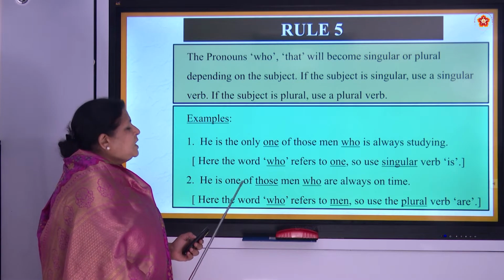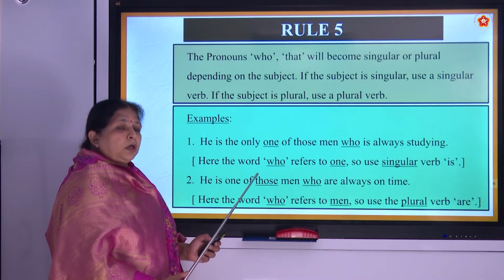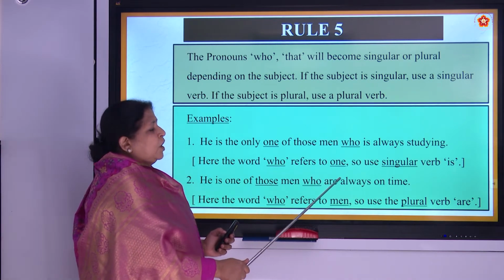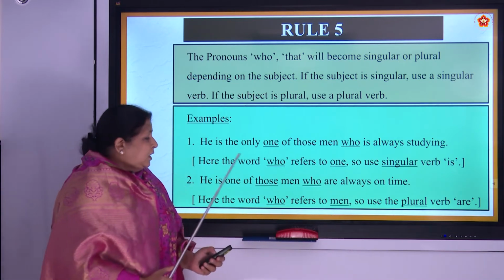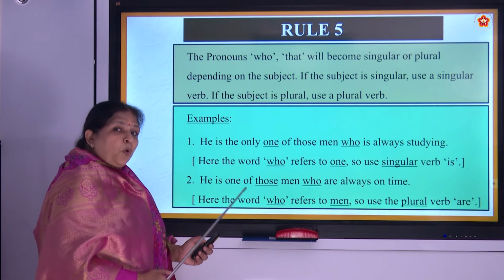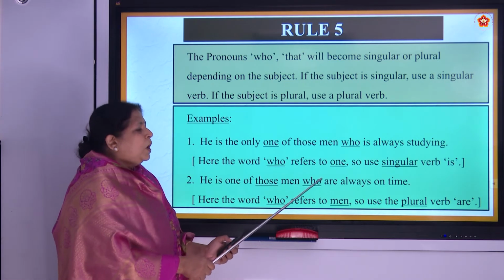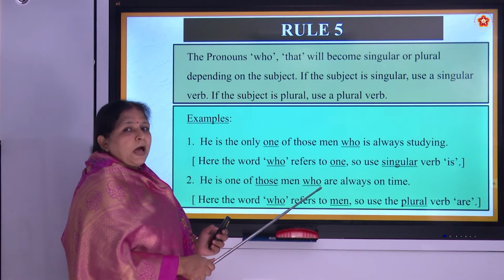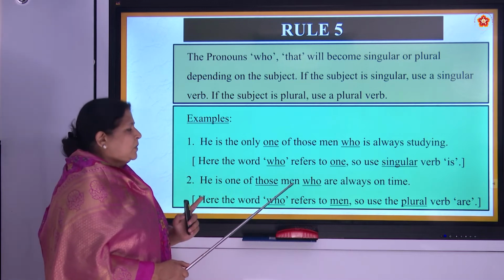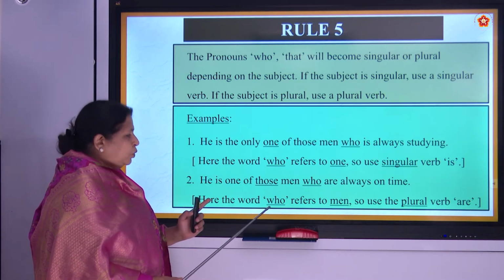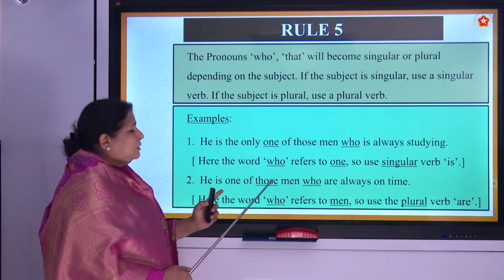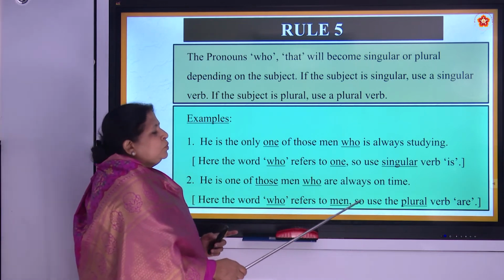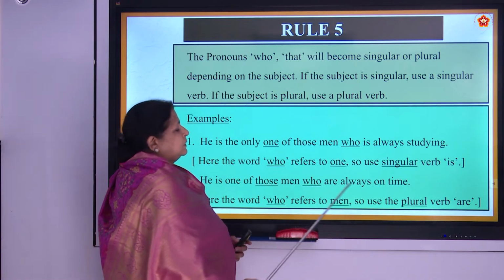He is one of those men who are always on time. Now, who is followed by "are", not "is". Why? Because here the word "who" refers to men. So men means those men, so many men. So use the plural verb "are".